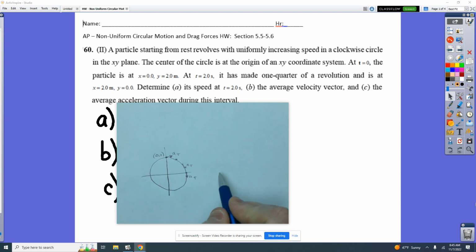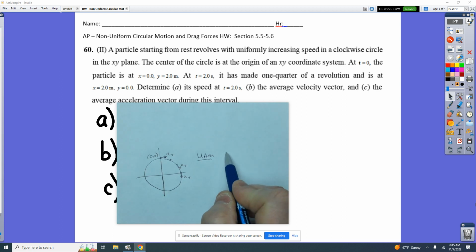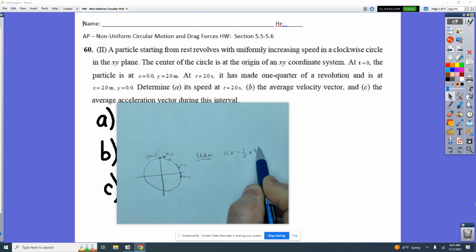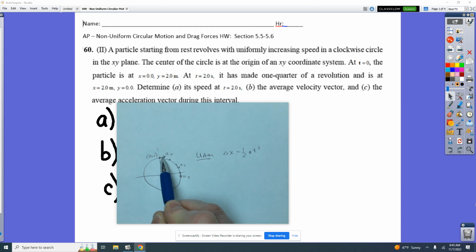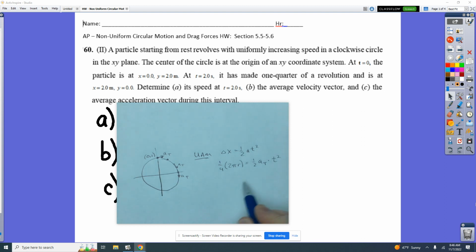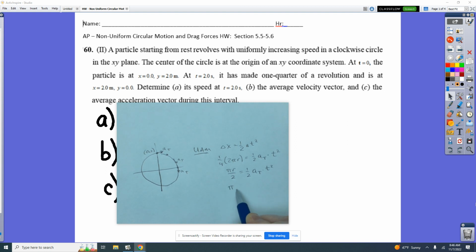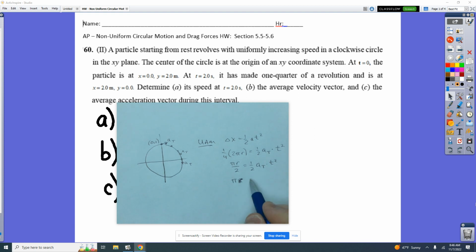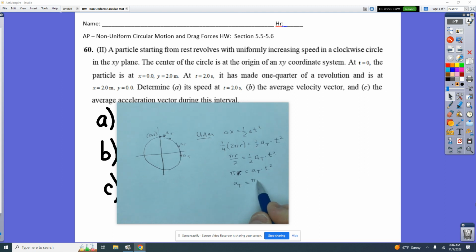I'm going to do this by considering some of our kinematic equations with uniform acceleration. But instead of using delta x as 1/2 a t squared, we're going to consider that this is a portion of a circle. The distance traveled is 1/4 of 2 pi r, and that would be equal to 1/2 times the tangential acceleration times t squared. Let's solve this for a sub t. That becomes pi r over 2 equals 1/2 a tangential times t squared. Multiply both sides by 2, and I get pi r equals a tangential times t squared. And then a tangential is equal to pi times r over t squared.